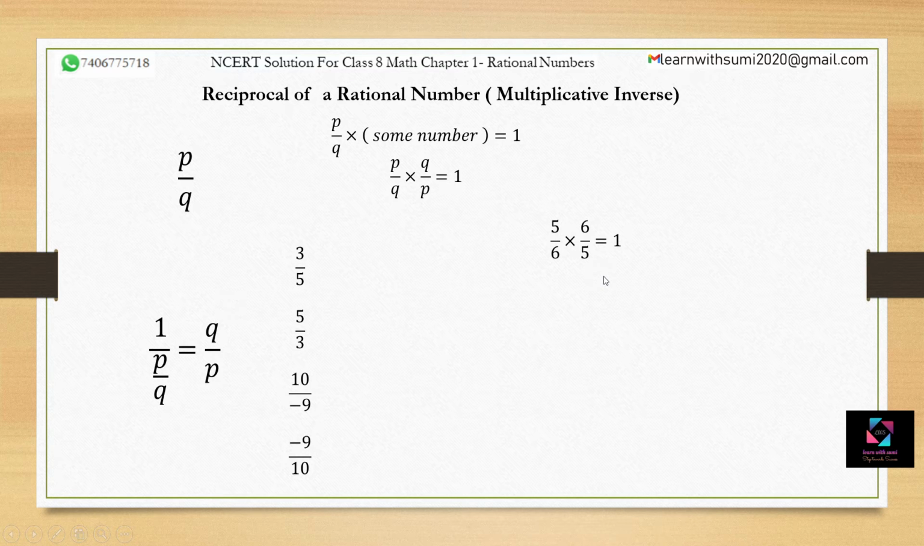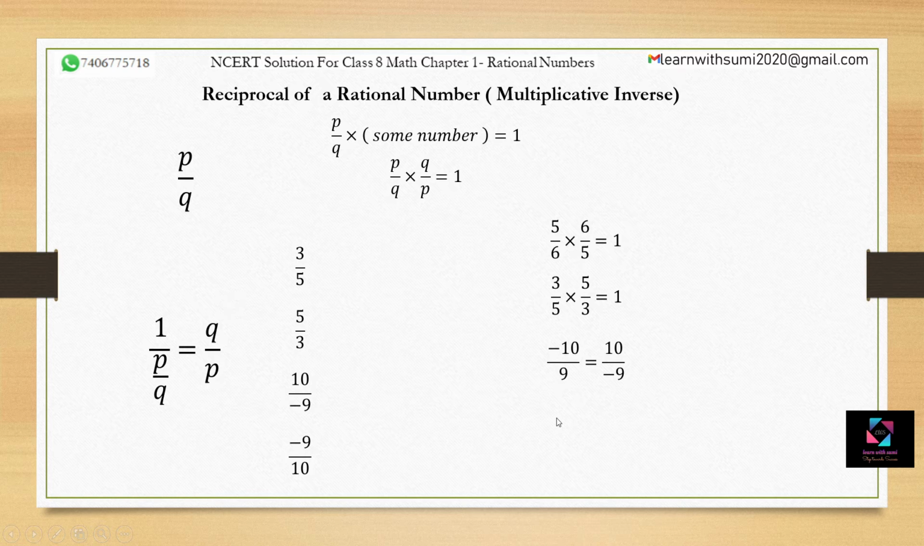Now the next one, 3 by 5 into 5 by 3. This is a rational number, and this is its reciprocal. You can observe that it is just the interchange of denominator and numerator. So when you multiply them, 3 and 3 will get cancelled, 5 and 5 will get cancelled, and you will get 1 as the answer. Now minus 10 by 9 is the same as 10 by minus 9. It doesn't make any difference if the minus is in the numerator or in the denominator.